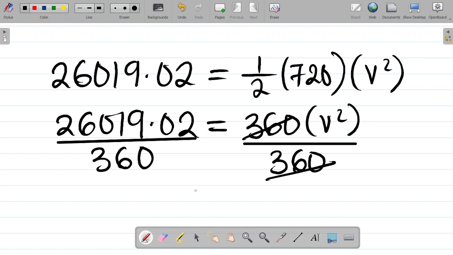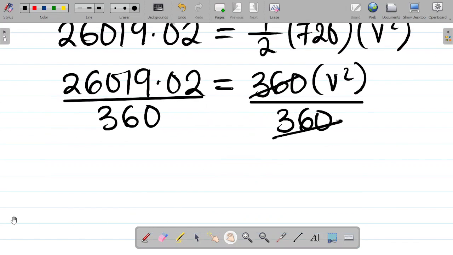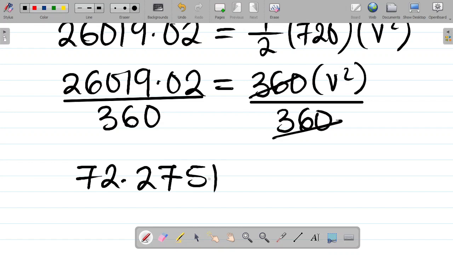This cancels this. So from here, what do you have next? You have 26019.02 divided by 360. I have this as 72.28 approximately. Let's take 4 decimal places. 72.2751 approximately. It's equal to v squared.